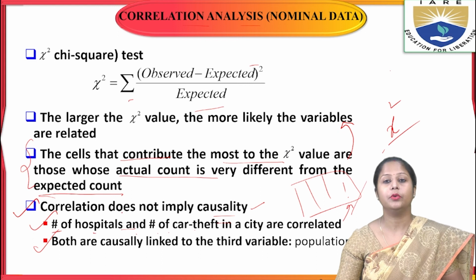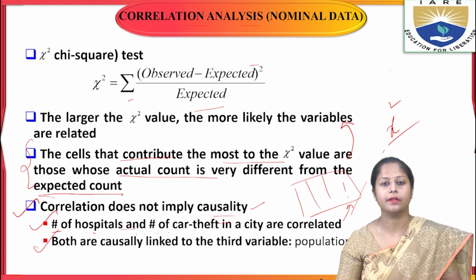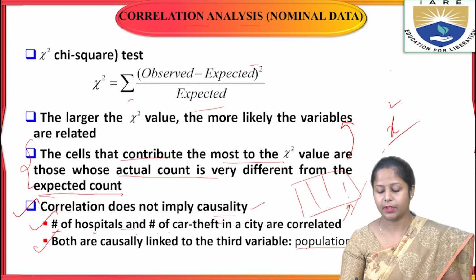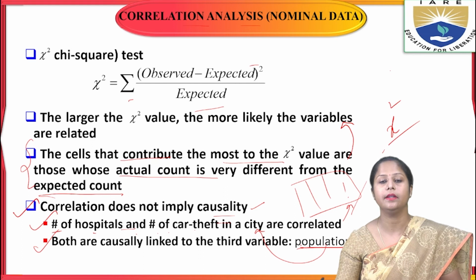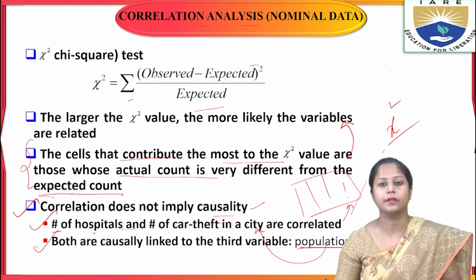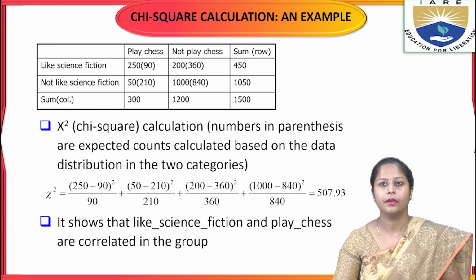The second example is that both are causally linked to a third variable, that is population. The population affects both the car theft in the city and the number of hospitals. So we correlate those two types of data together. That was the correlation analysis formula for nominal data. Here we will take an example of a chi-square calculation.